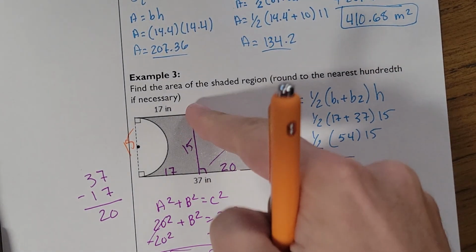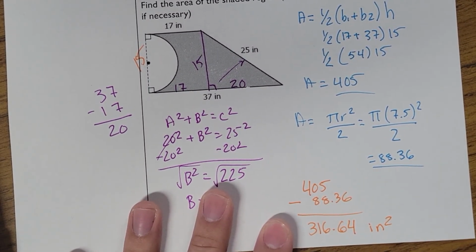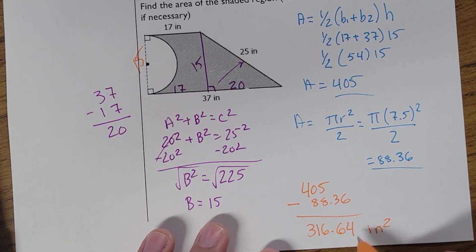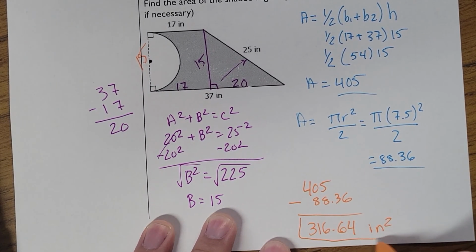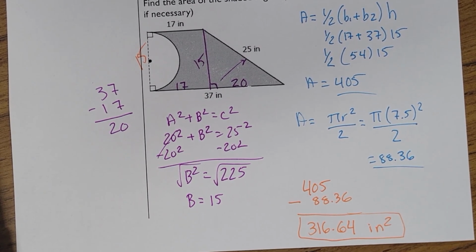316.64, and this was in inches. Ooh, I'm way off the paper. Inches. I apologize for that. We get 316.64 inches squared, and that will be our final answer, and that brings us to the end of those notes.